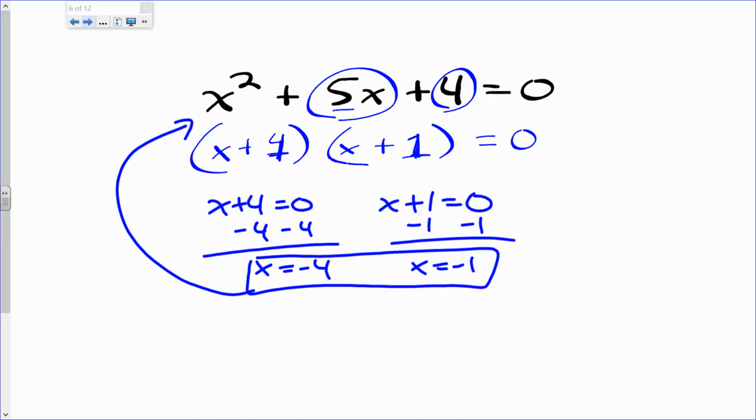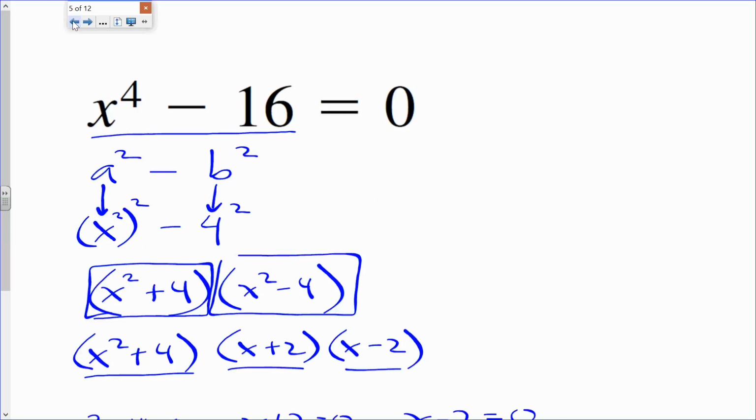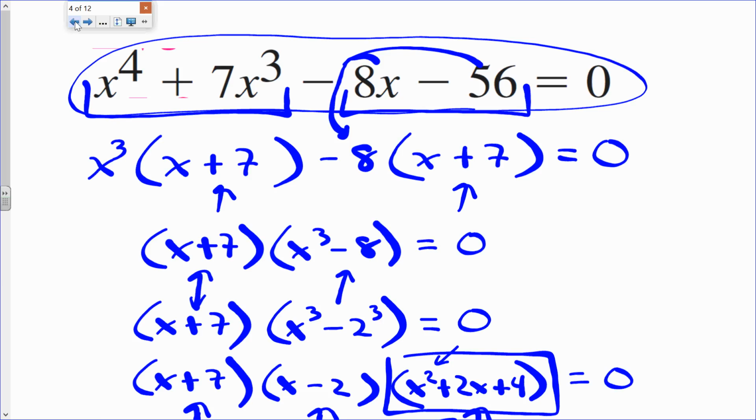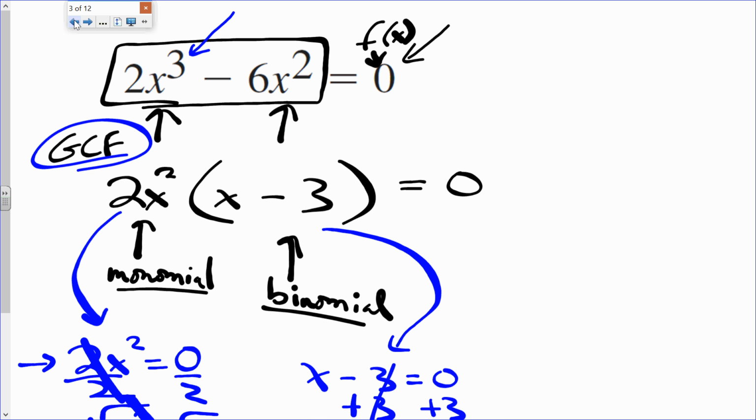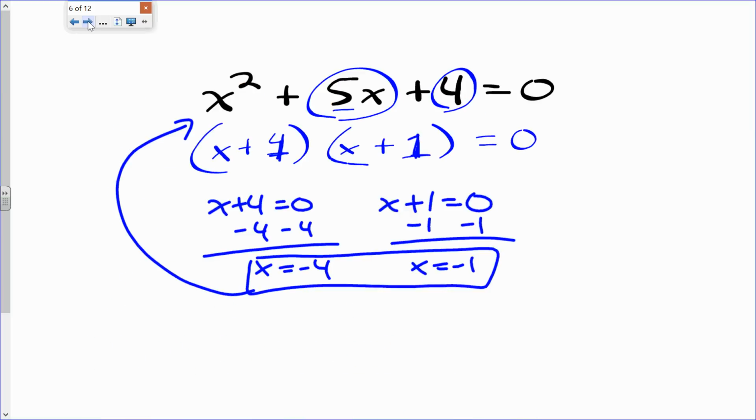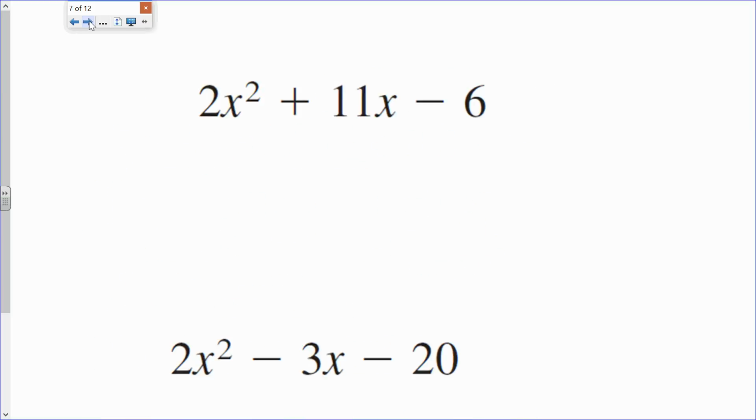So we've covered a quadratic. We've covered a quartic that involved difference of 2 squares. We covered a quartic that involved factoring by grouping. And we covered a cubic that involved greatest common factor. So we've done 4 examples. I trust that's going to be sufficient for now.